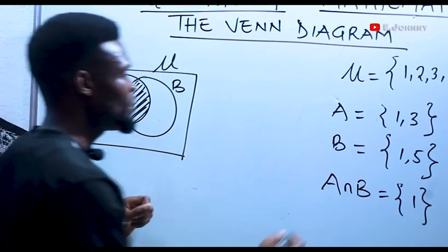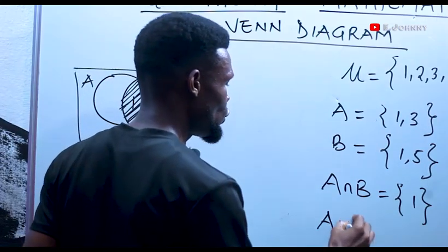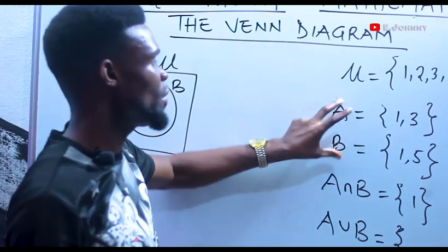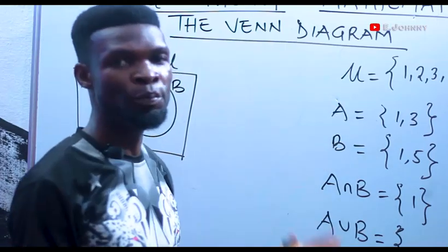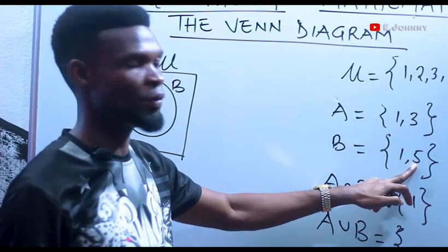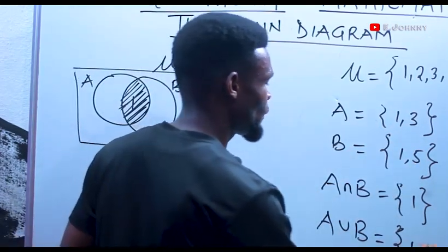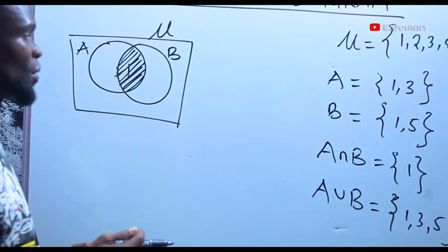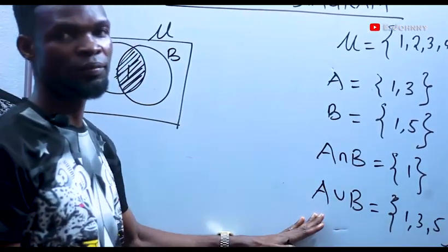Alright, let me find A union B. A union B simply means bring the elements of these 2 sets together without repeating any element. So I have 1, I have 3, and I have 5. That is the union of the 2 sets.